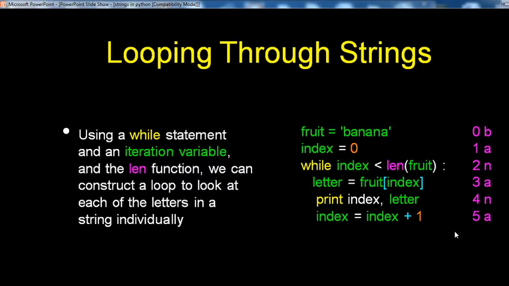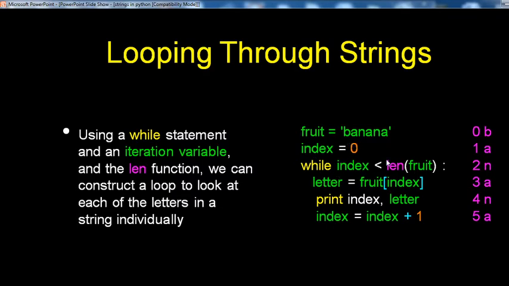The next topic related to strings is looping through a string. Using a while statement, an iteration variable, and the len function, we can construct a loop to look at each letter in a string individually. Fruit equal to banana, and index equal to 0. At index 0 the character B is available. There are 6 characters in banana, with indices from 0 to 5.